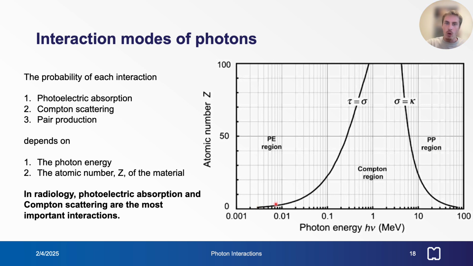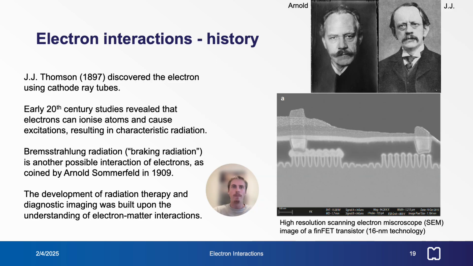So what these lines tell us is the energies and atomic numbers at which photoelectric effect and Compton scattering are equally likely, or where Compton scattering and pair production are equally likely processes. Now, in radiology, Compton scattering and photoelectric absorption are the most important interactions. So now, instead of talking about interactions of photons with matter, we'll talk about the interactions of electrons with matter.